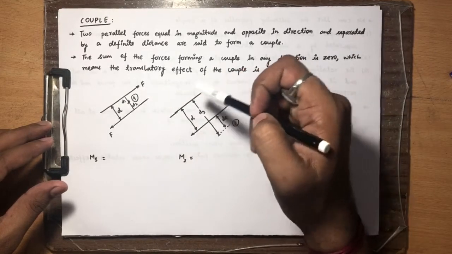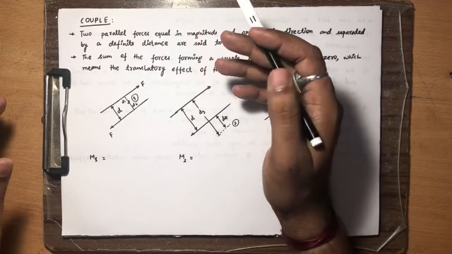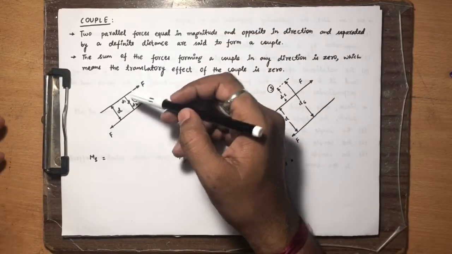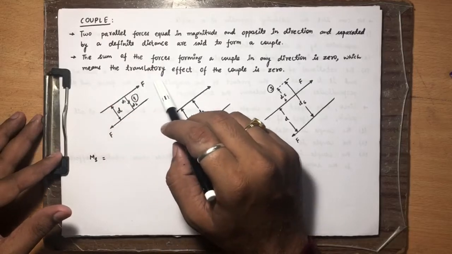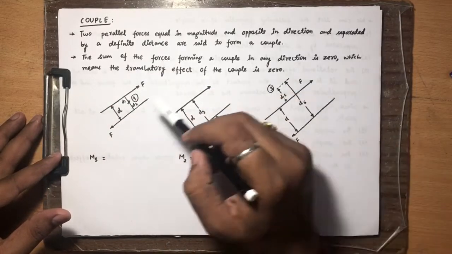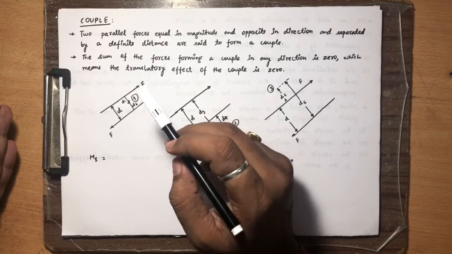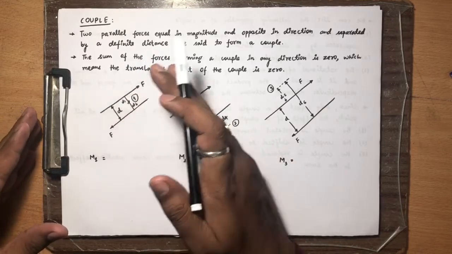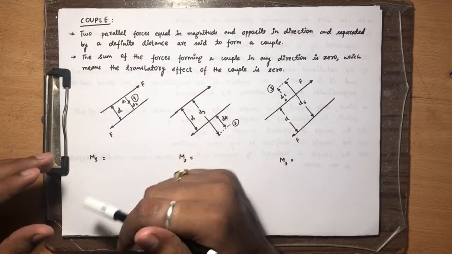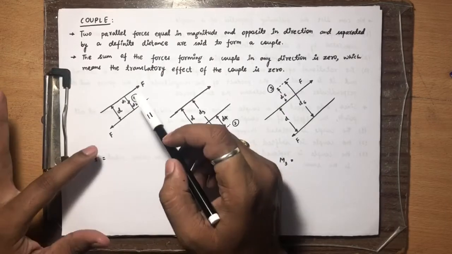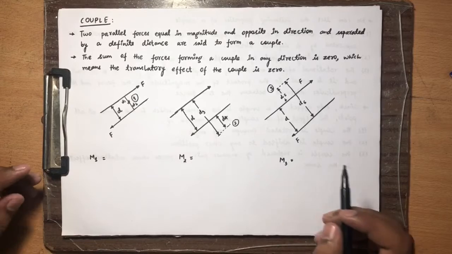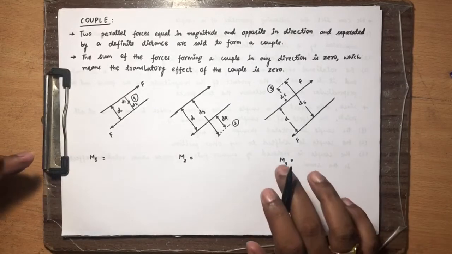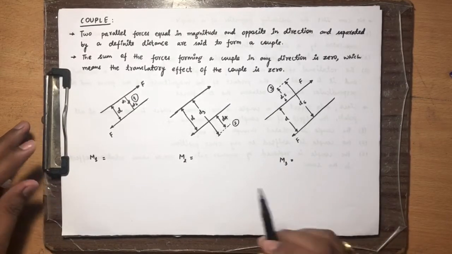So whichever direction you are choosing, this plus this is always going to be 0, which means the translatory effect of the couple is 0. So we cannot move any body, we cannot have translation of the body with the help of a couple. We can only rotate; a couple can only rotate. So one very interesting thing I want to show you about a couple.